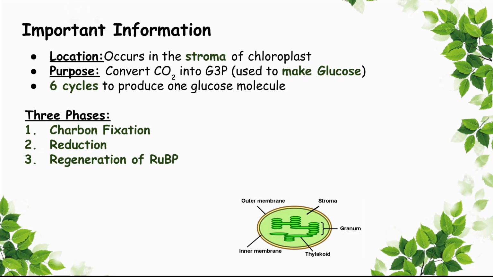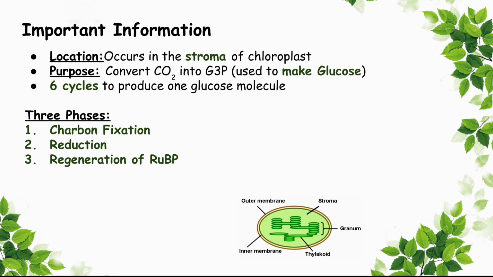Some important information we need to know is that the Calvin cycle is a light-independent reaction, which requires no light to work, and occurs in the stroma of the chloroplast as seen in the bottom image. The stroma is the fluid-filled section of a chloroplast cell, comparative to the cytosol in animal cells. The purpose is to convert carbon dioxide into glyceraldehyde 3-phosphate. G3P is used to make glucose molecules, which are used for energy in plant cells, or converted into cellulose.